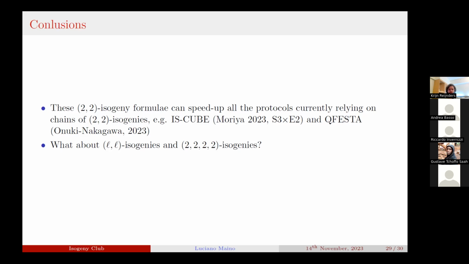In particular, Jack designed this implementation in SageMath to be a drop-in replacement for the implementation used in FESTA. So if your protocol uses an implementation in FESTA to compute chains of two isogenies, with minimal effort you can change those algorithms with these new ones and obtain a nice speed up as well.